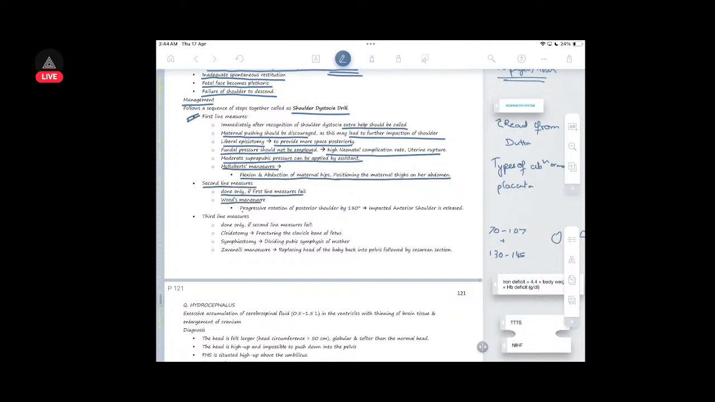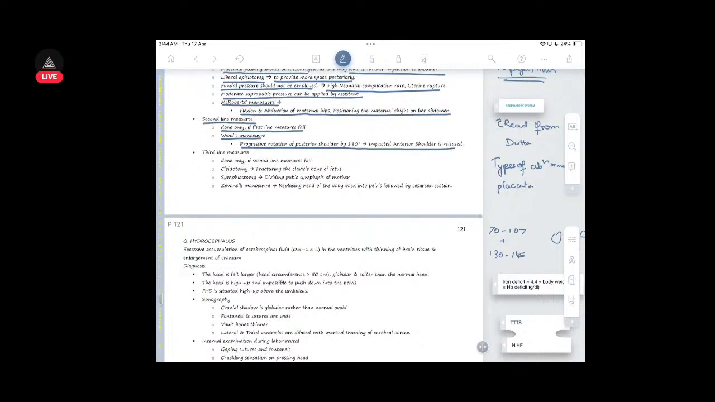Wood's maneuver, which is progressive rotation of the posterior shoulder by 180 degrees. The impacted anterior shoulder is released. So if the anterior shoulder is impacted, you rotate the posterior shoulder 180 degrees.